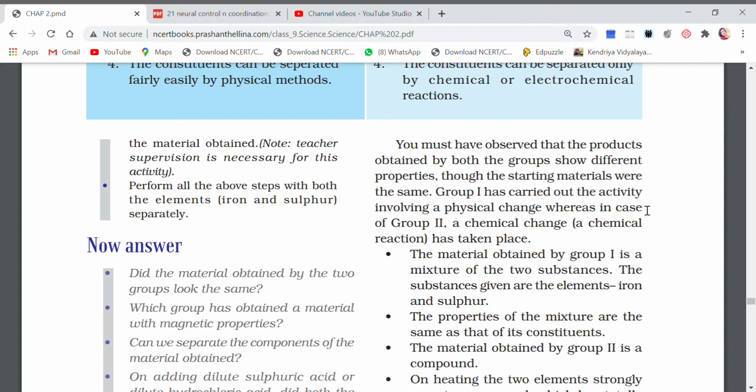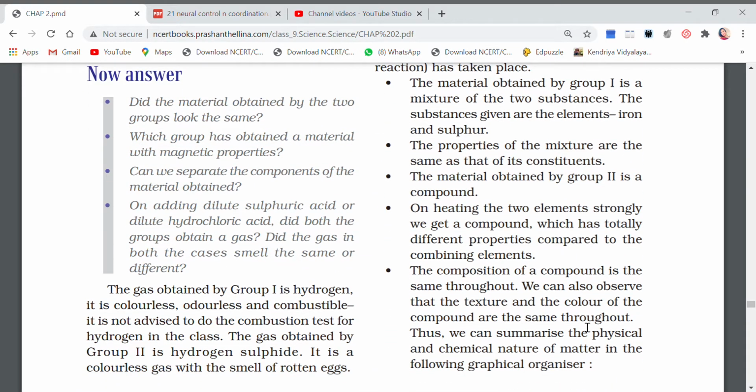Group 1 has carried out activity involving the physical change, whereas group 2 has involved into a chemical change. Group 1 ने कोई chemical reaction नहीं किया. ग्रुप 1 ने क्या किया? ग्रुप 1 ने बस मिक्सचर को क्रश करके मिक्स कर दिया. बट ग्रुप 2 ने क्या किया? उनको हीट किया. तो when they got heated, the new compound was formed.